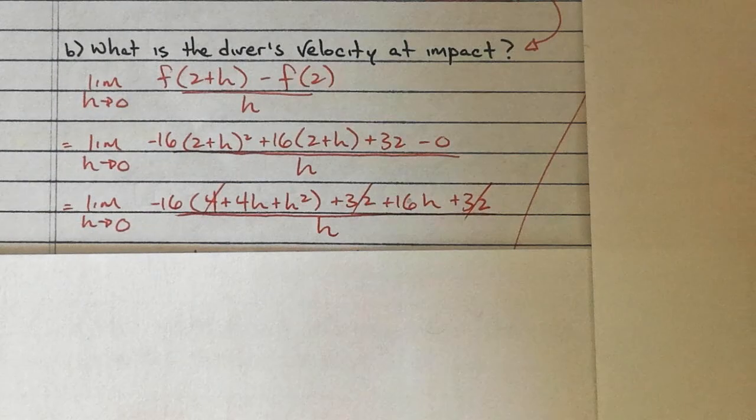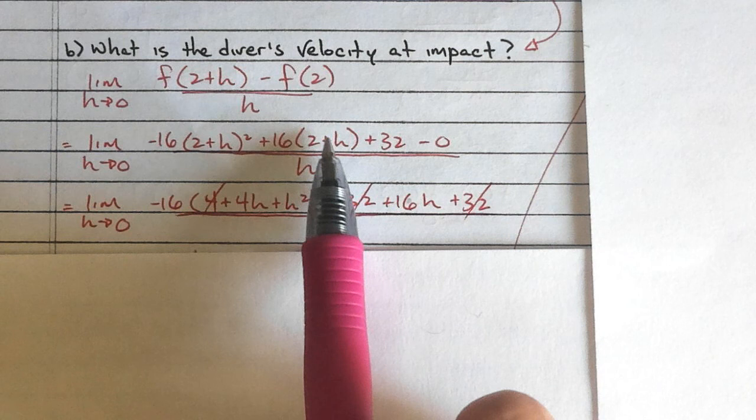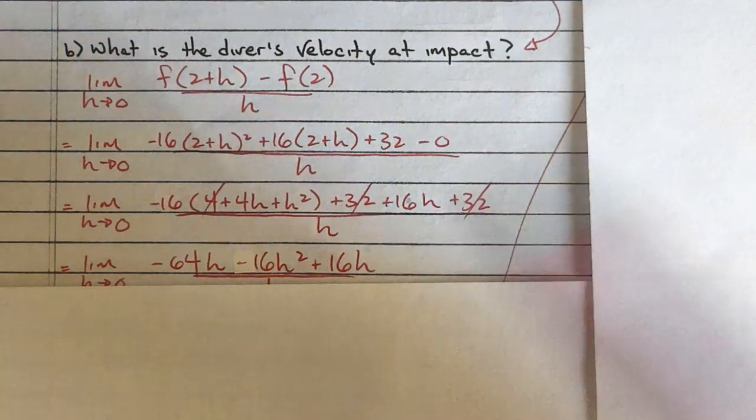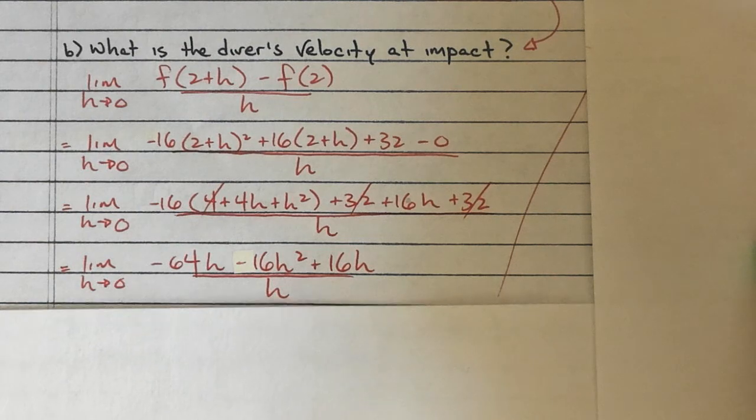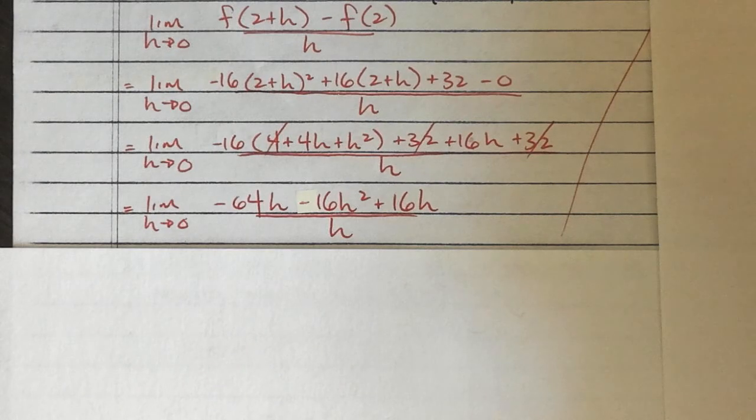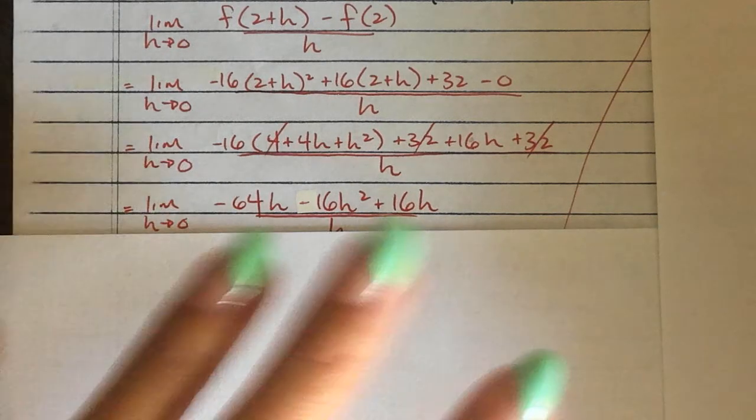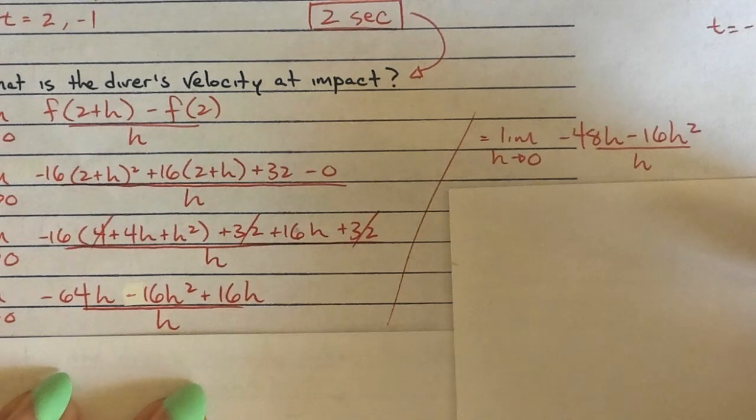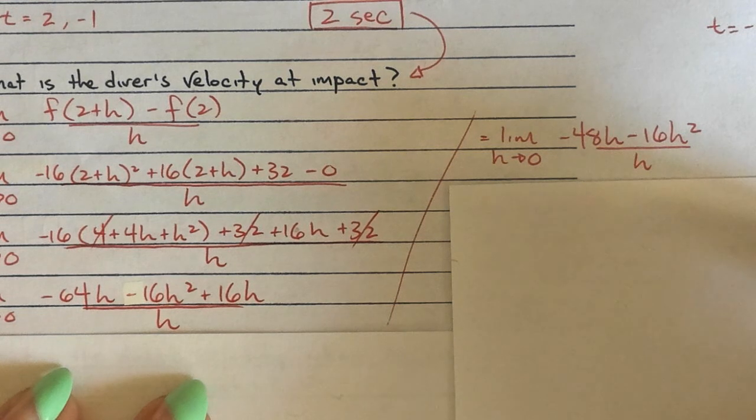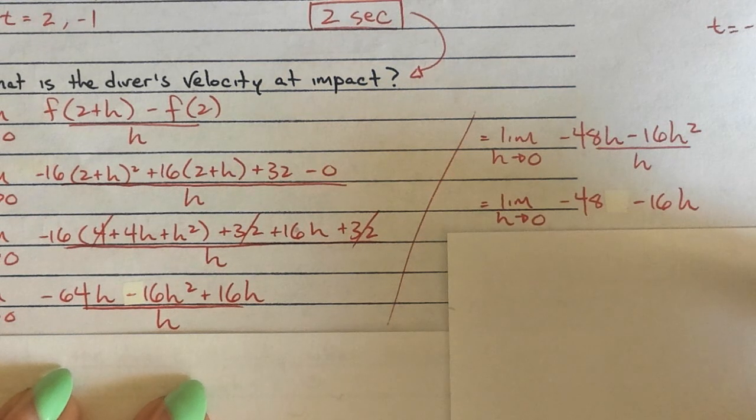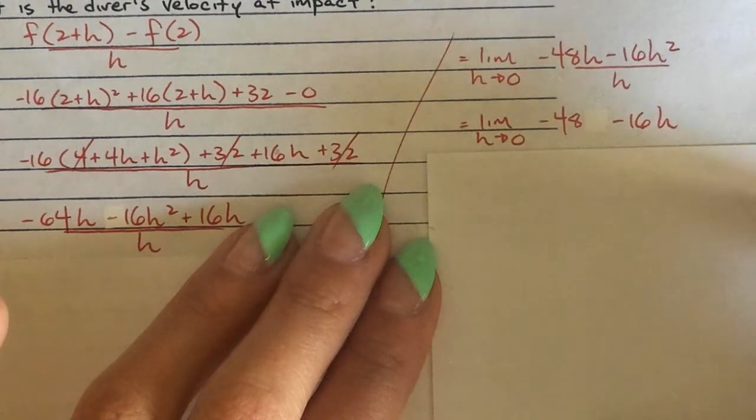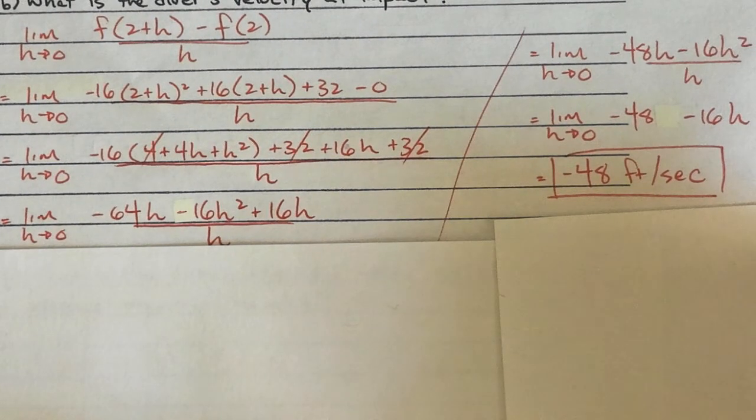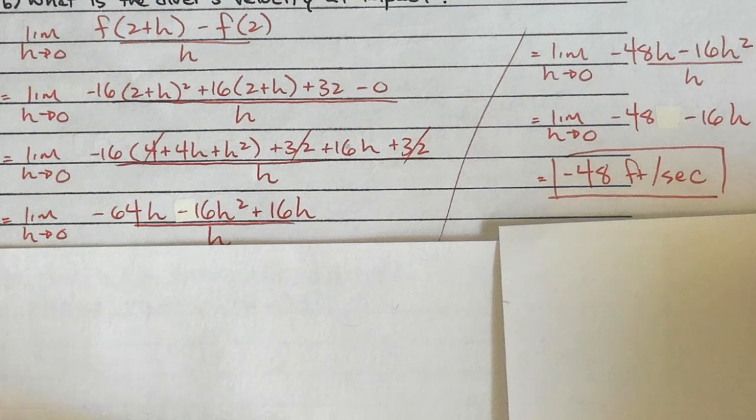And then I multiply everything out. So you FOIL this, and then you distribute, and then I start subtracting or whatever I need to do. And then I get this, and then I see a bunch of h's, and then I keep going. Whoop. And I get this. And then I can divide by h, and I get this, and then I can plug in 0, and I get -48 feet per second. So here's all of it. And then I wrote a little note.